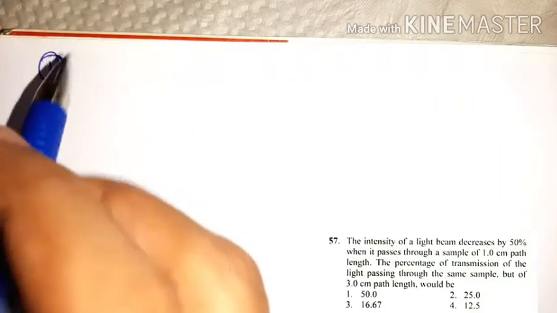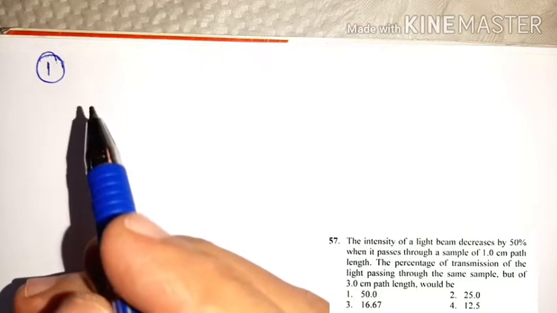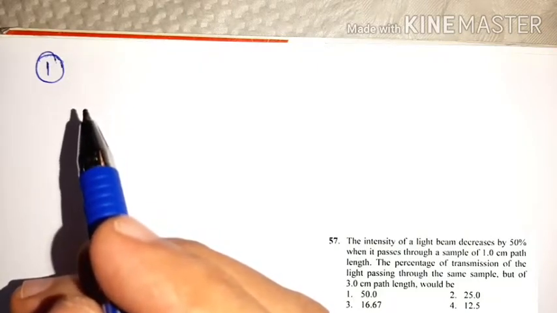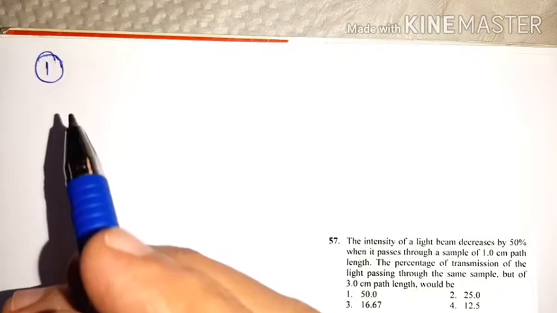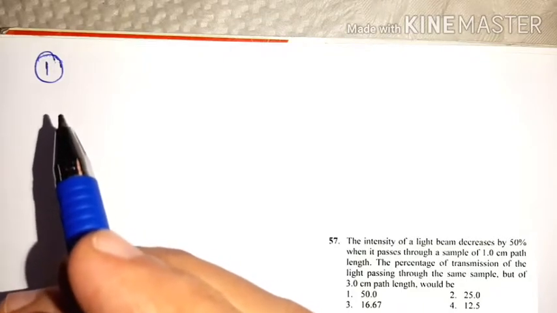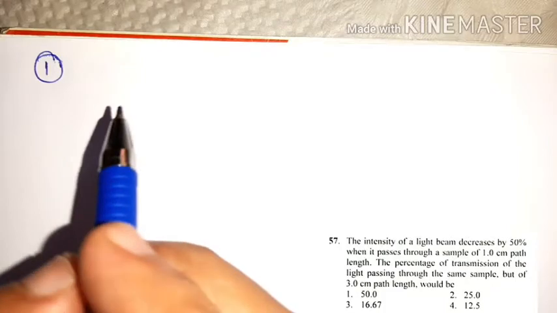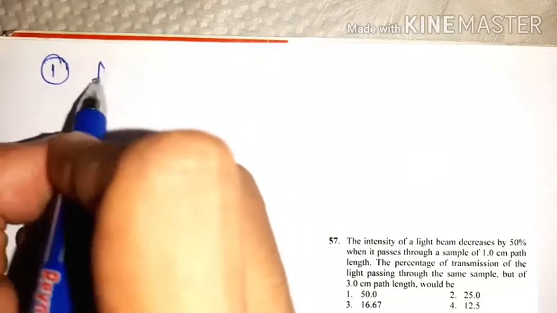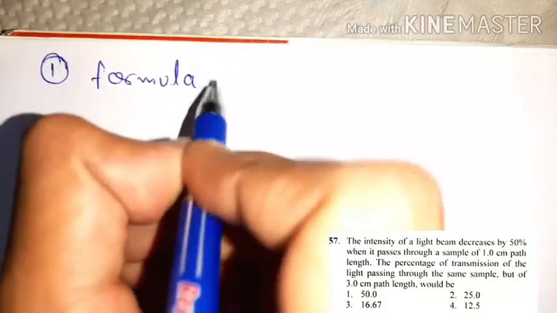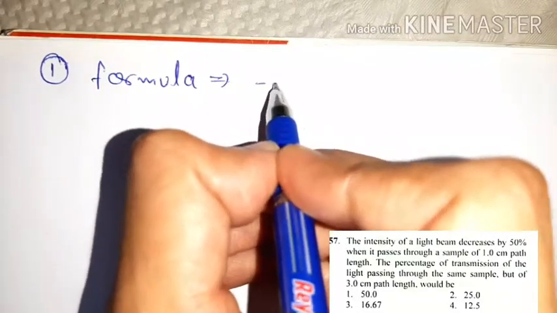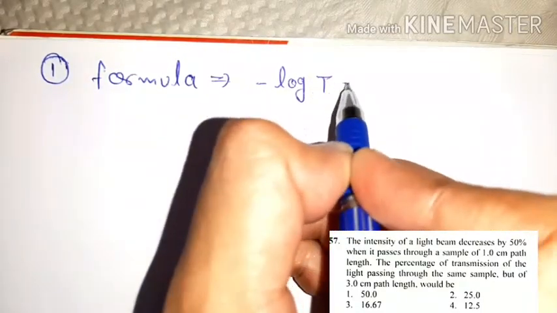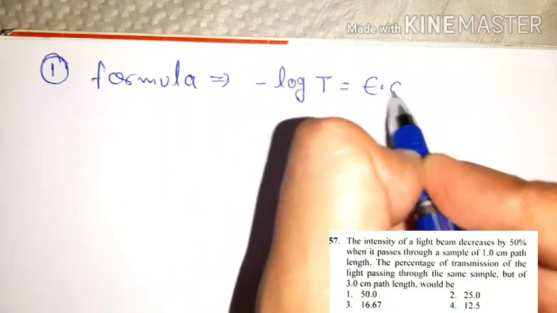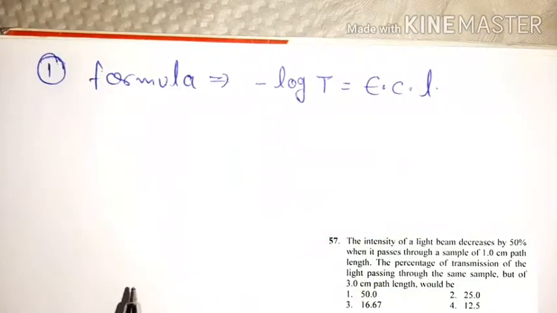Now first of all, see, in this question, first of all, we must know the formula between the intensity of light and the path length, or you must find the relation between intensity of light and path length. Okay, so for this we have a formula, that is, minus log T will be equal to epsilon into c into L. Okay, here the T is the intensity of light which will be found in the question, or the percentage of transmission of light, T.